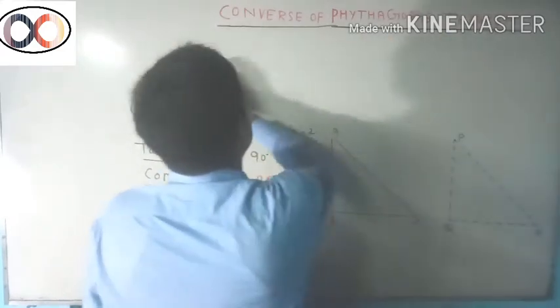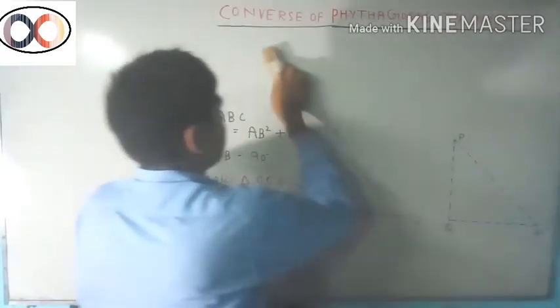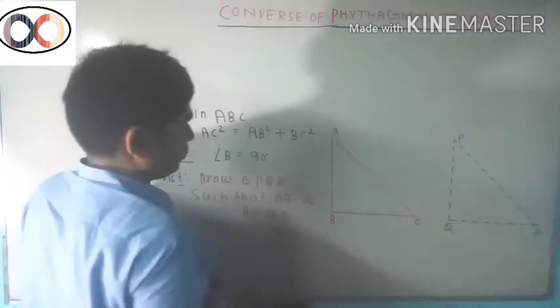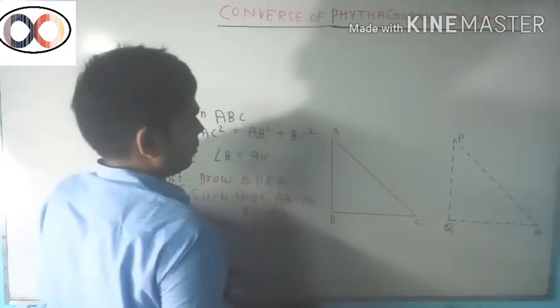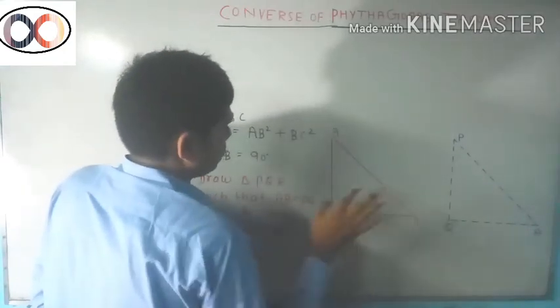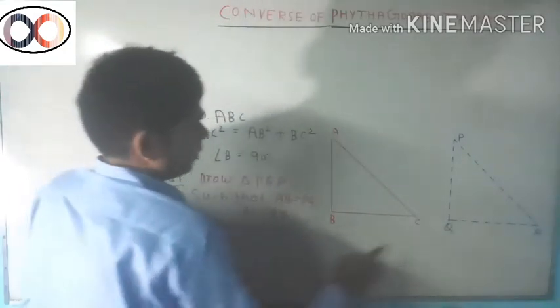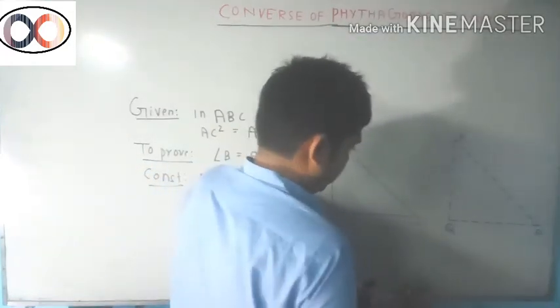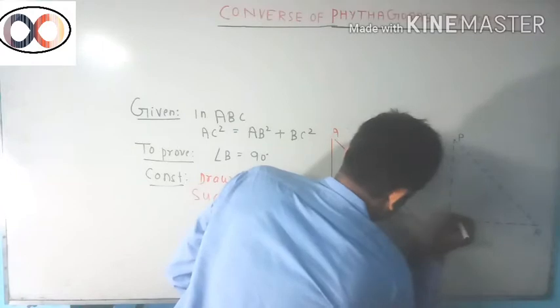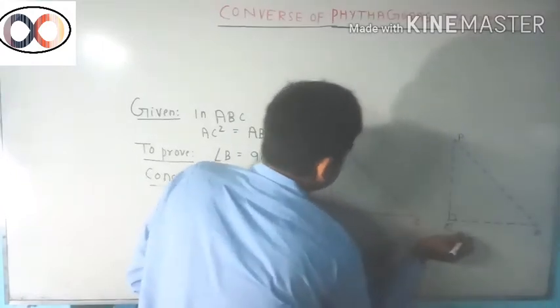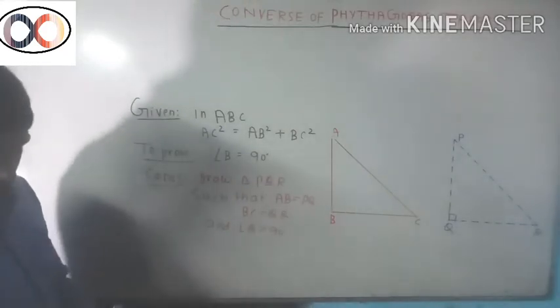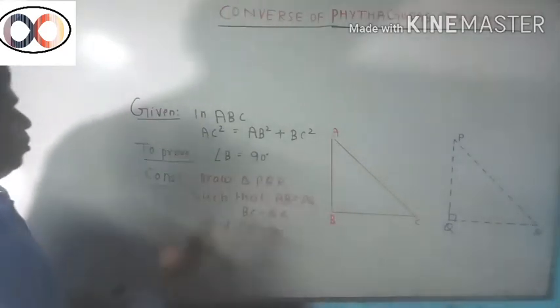You can observe here, first, AC square equals AB square plus BC square is already given, and here is a right angle triangle, so we can apply the Pythagoras theorem. After that we can replace some sides.